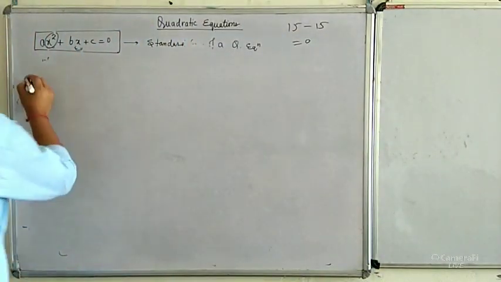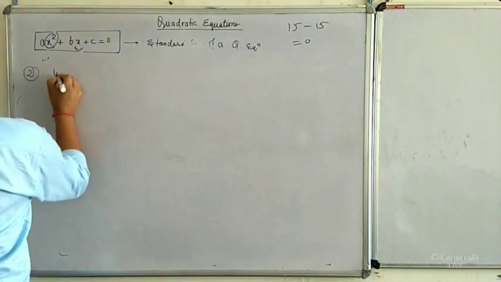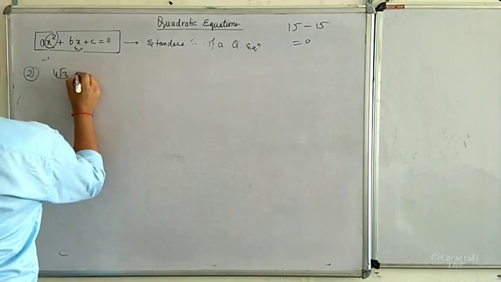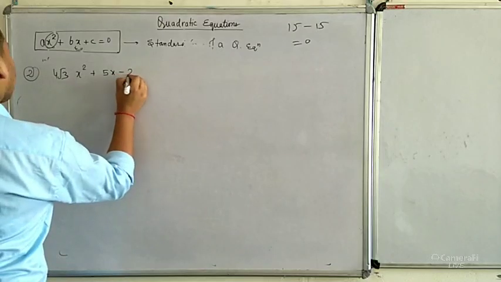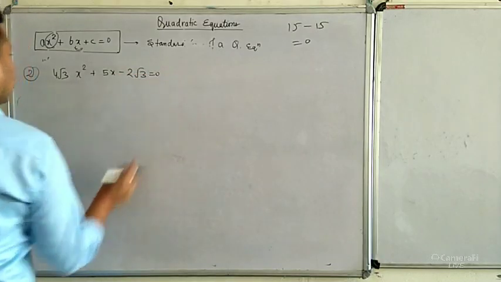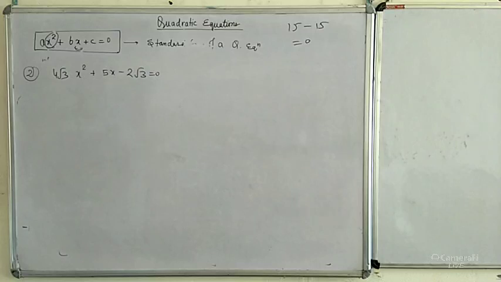And the question is 4 root 3 x square plus 5x minus 2 root 3 is equal to 0. So this is your question, and find the root of this equation. Again we will apply the same concept here.